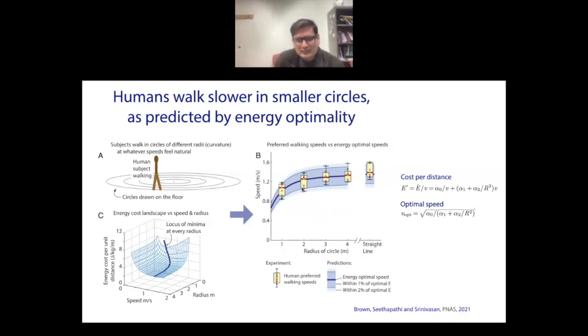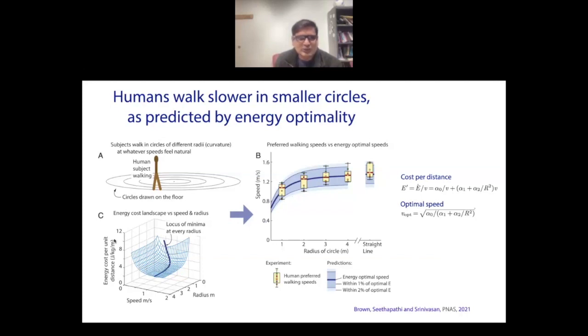In all these plots, you notice that we show these blue bands. The dark blue line, or typically the dark line, is the energy optimal speed for the average model that we fit to data. And then we show these big bands here. The darker band is the set of all speeds that are within 1% of the optimal energy cost for that radius. So these landscapes are very flat.